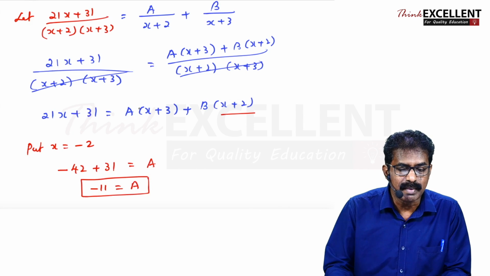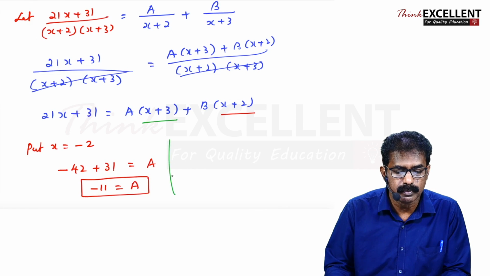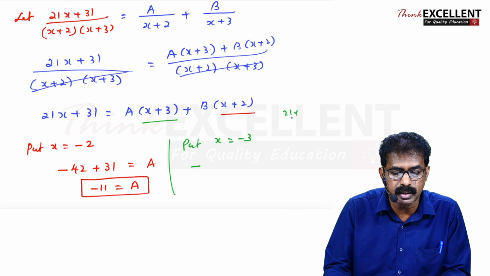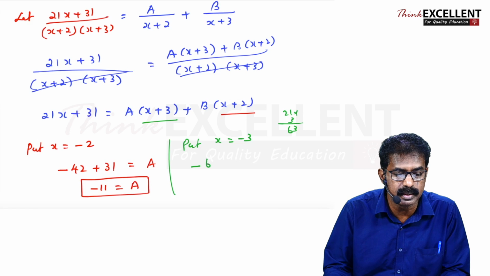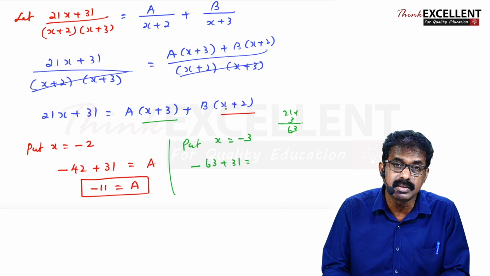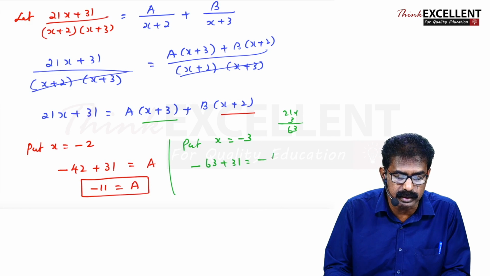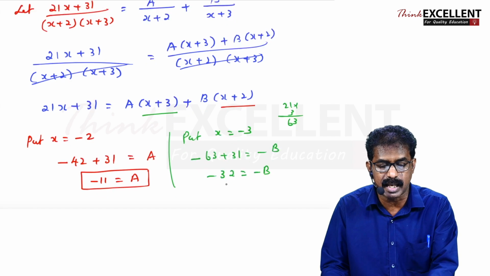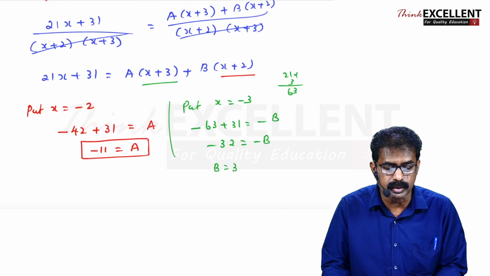Now to find b value, you make this part 0. For that you put x equal to minus 3. So 21 into minus 3, right? 21 into 3, it is what? 63, right? You are getting minus 63 plus 31 equal to, first term will be 0, right? We are giving minus 3 plus 2, minus 1 into b, minus b. So you are getting minus 32 is minus b. Change the sign, b equal to 32.